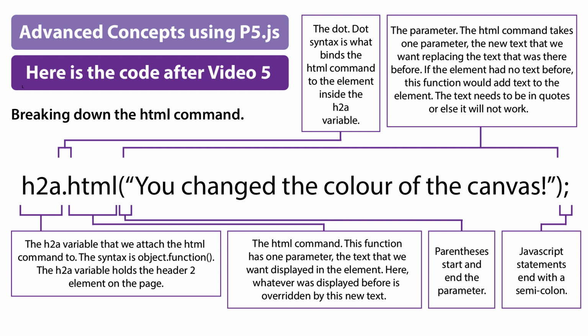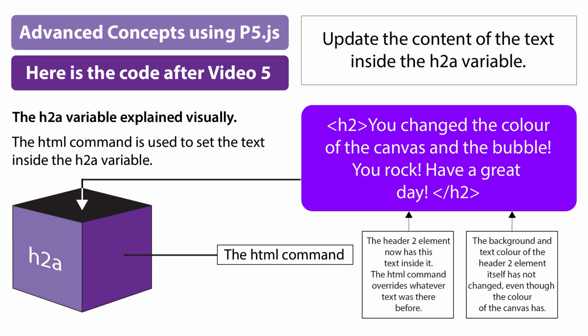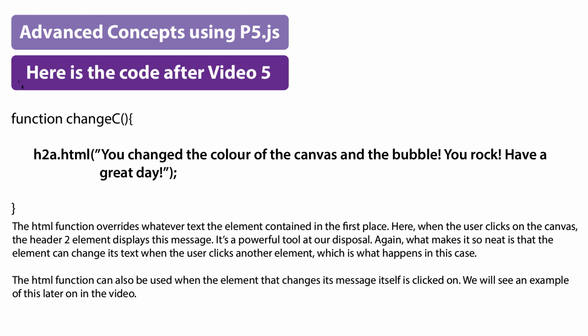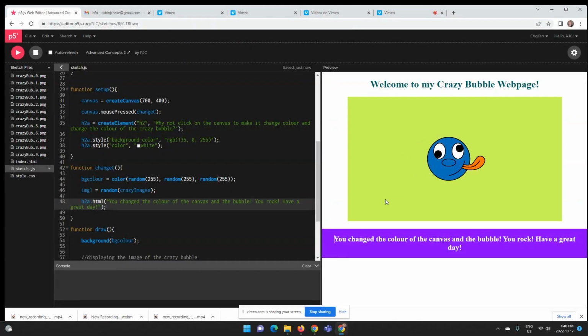By using the HTML command, we are changing the content of the h2a variable, so we're changing the text content of it. Here we see that in the header2 element, the text inside it has changed, and we use the HTML command to change the message. The background color and the text color are still the same. Here we see it in code inside the change_c function that the text content of the HTML of the header2 element has changed.